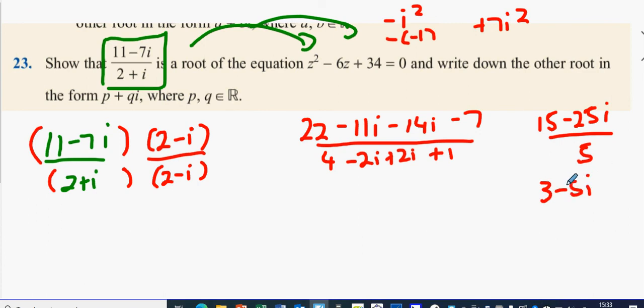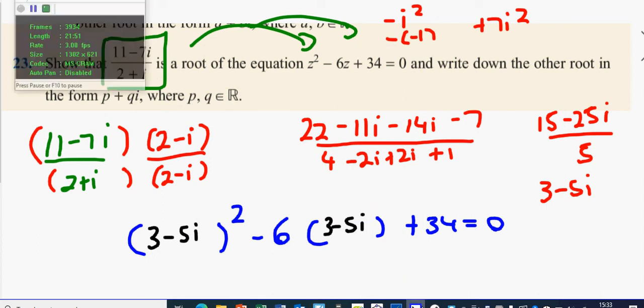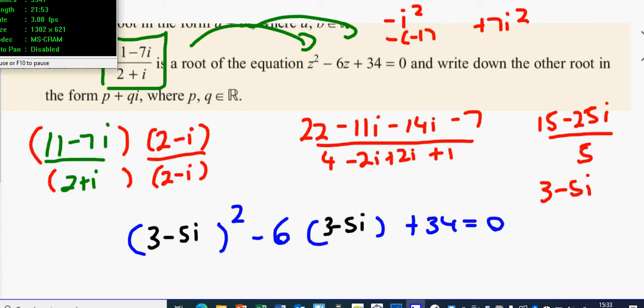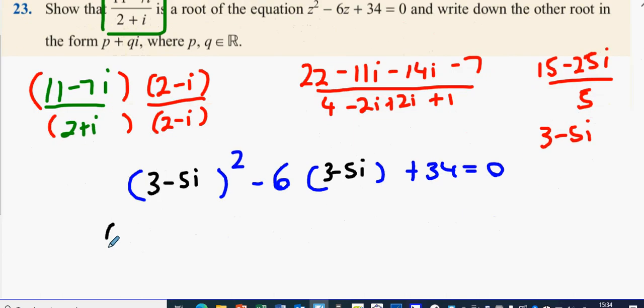Did anybody get 3 minus 5i? Now, this 3 minus 5i is getting substituted in where you saw the z's. So anywhere you see a z, log in a 3 minus 5i. And after that, do that in the minus b formula. Alright. 3 minus 5i by 3 minus 5i.